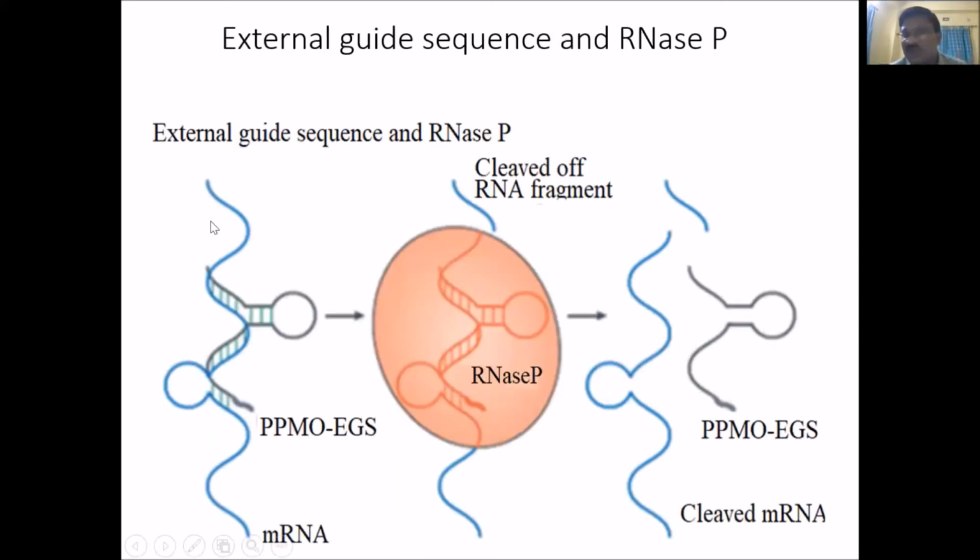The third type of antisense oligonucleotides, they can act as a guide sequence to mislead the target mRNA to the ribonuclease P that is very well found within our cells, and ribonuclease P will be very happy to get the mRNA trapped within it, and this will degrade the mRNA. Okay. So the job of this external guide sequence antisense oligonucleotide is to bind the target mRNA and mislead it to the RNase enzyme that will destroy it.